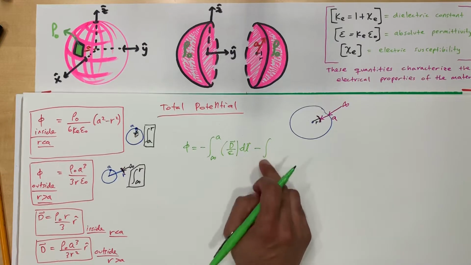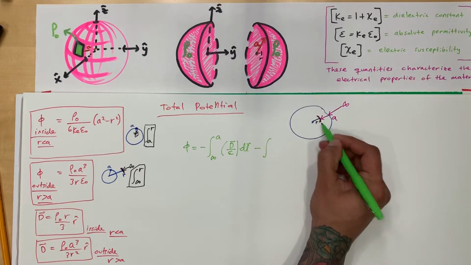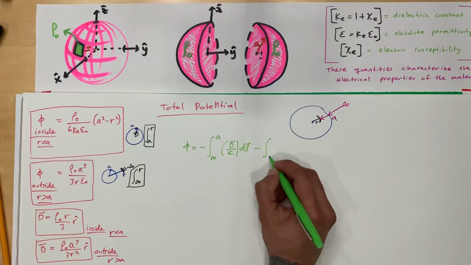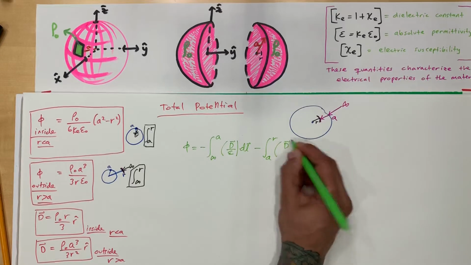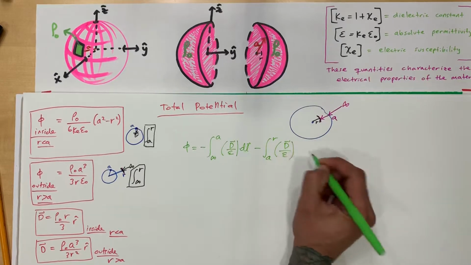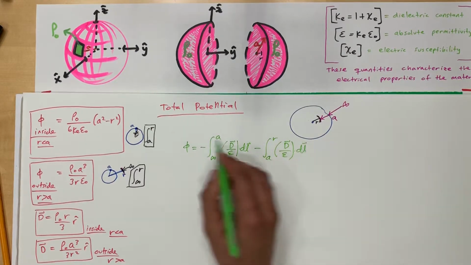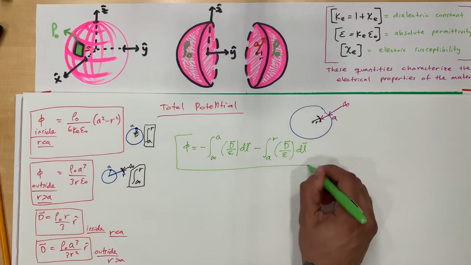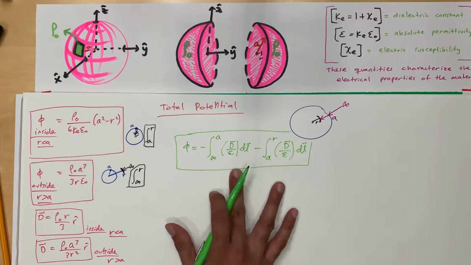So minus, and now we go from A to R, what we're interested in. So we're gonna go from A to R, and again we have electric displacement in that area, permittivity corresponding for the inside, and then dotted with dL. Okay, so this is now the new potential integrals that we're interested in.